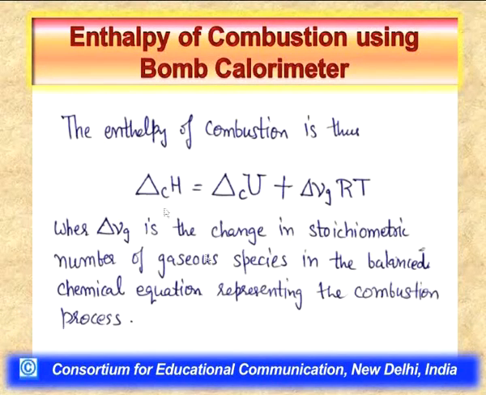So, the enthalpy change, that is the enthalpy of combustion of the substance, can then be obtained as equal to the change in internal energy of the combustion process plus delta nu g RT, where delta nu g is nothing but the difference of the sum of stoichiometric coefficients of products and the sum of stoichiometric coefficients of reactants. In this manner we can determine the enthalpy of combustion of a substance.